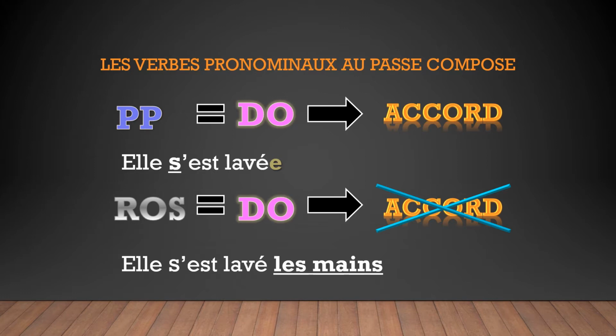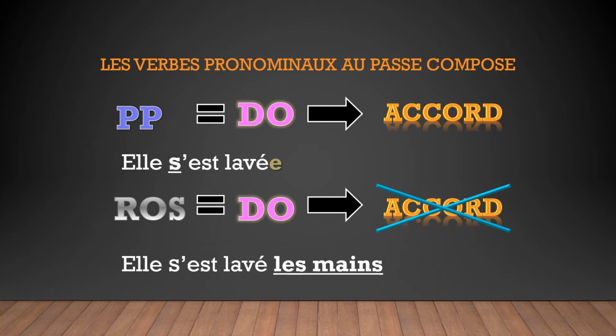If your pronominal, if your reflexive pronoun is your direct object, meaning it's what's getting verbed, then you need agreement. If your rest of the sentence, whatever is after the verb, is your direct object, then you don't need agreement. So for instance, we have two sentences that almost say the exact same thing.